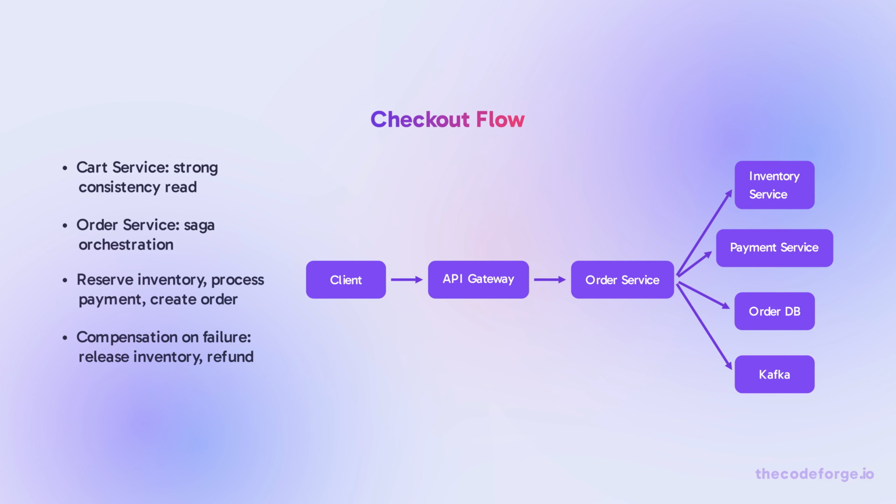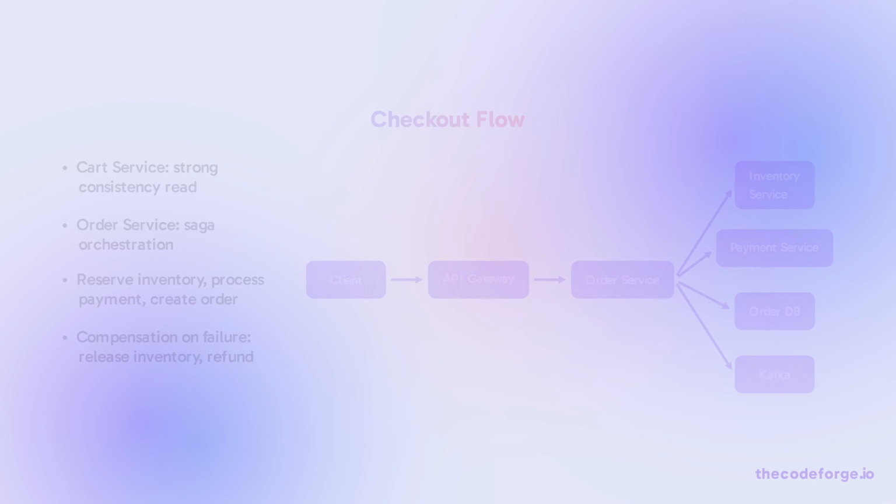When the user clicks Place Order, the cart service retrieves the cart with strong consistency. The order service starts a saga: reserve inventory, process payment with idempotency key, create order, decrement inventory, and publish event. If any step fails, compensation runs.